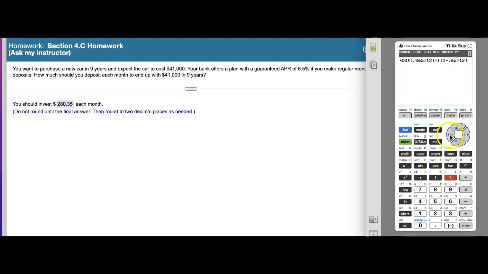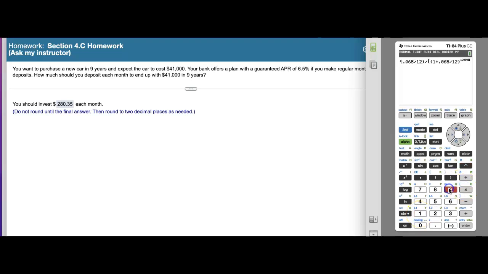Oops, I need to go back. I didn't get the 0 in there. So let me insert that. Second delete allows me to insert 0.065 divided by 12, and I'm raising that to the 12 times 9 power.